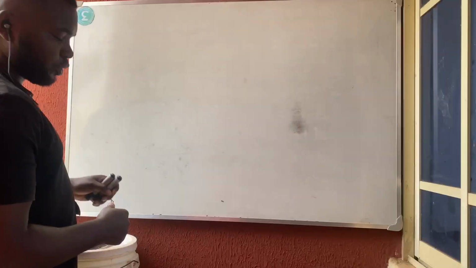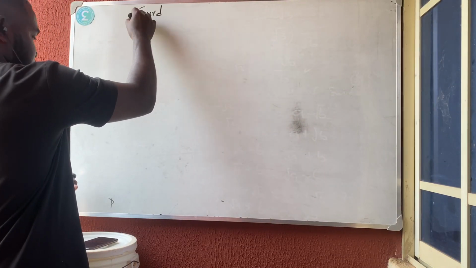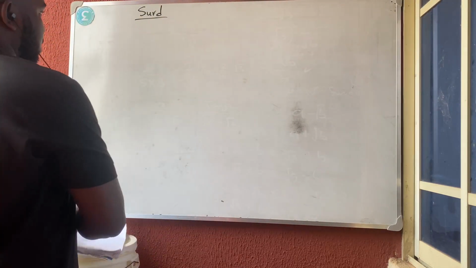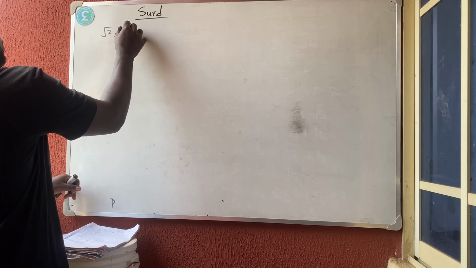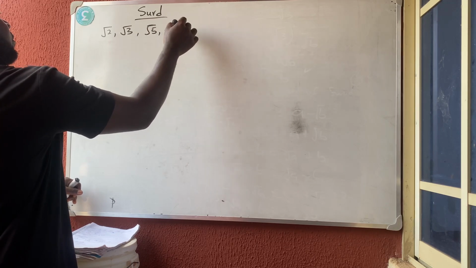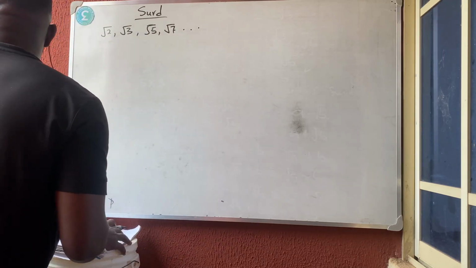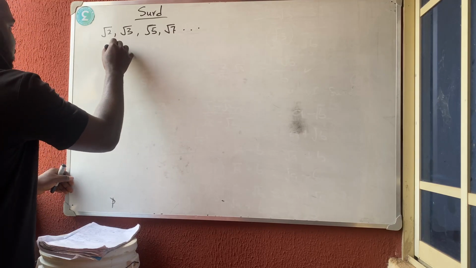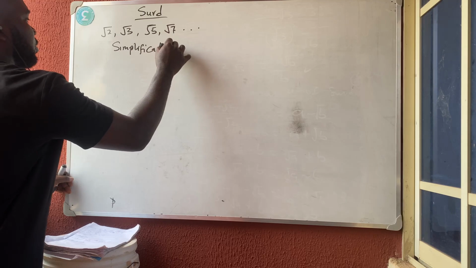Today we'll be talking about surds. Surds are irrational numbers. Examples of surds are root 2, root 3, root 5, root 7, and so on. Let's go straight to solving questions in surds. The first thing we're going to talk about is simplification of surds.